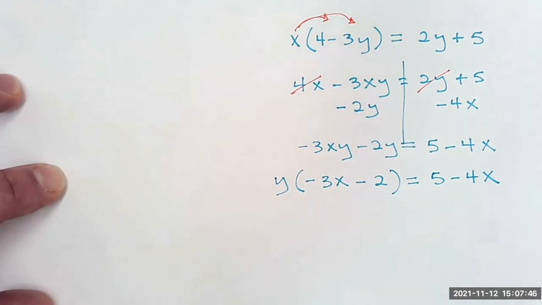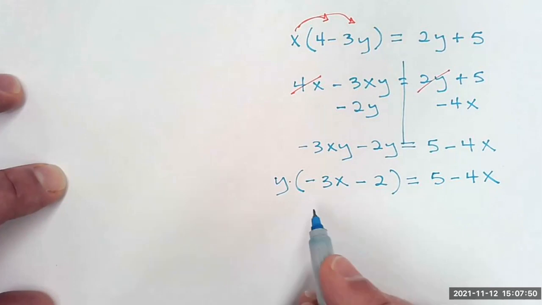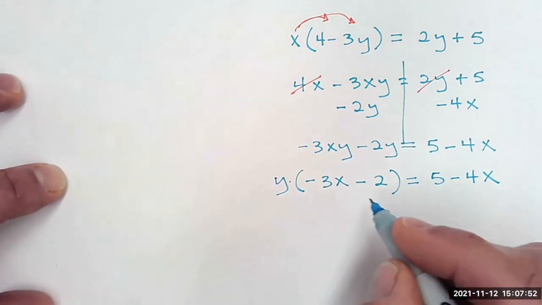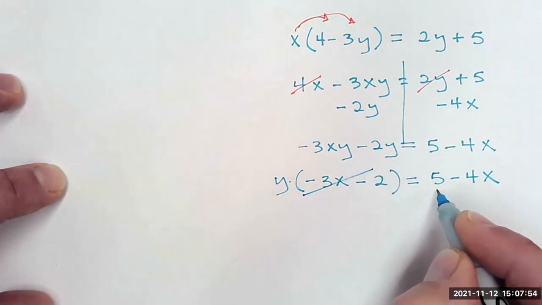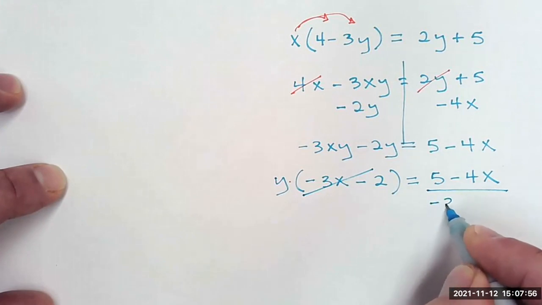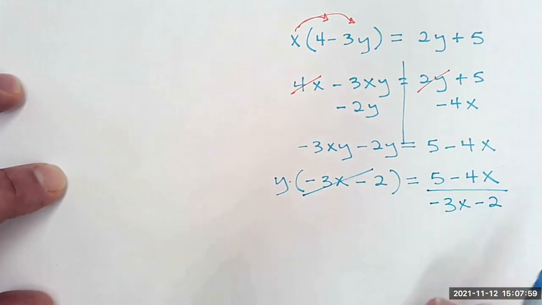Now that you see that we have multiplication, we can use division to divide both sides by negative 3x subtract 2. And we have y all by itself.